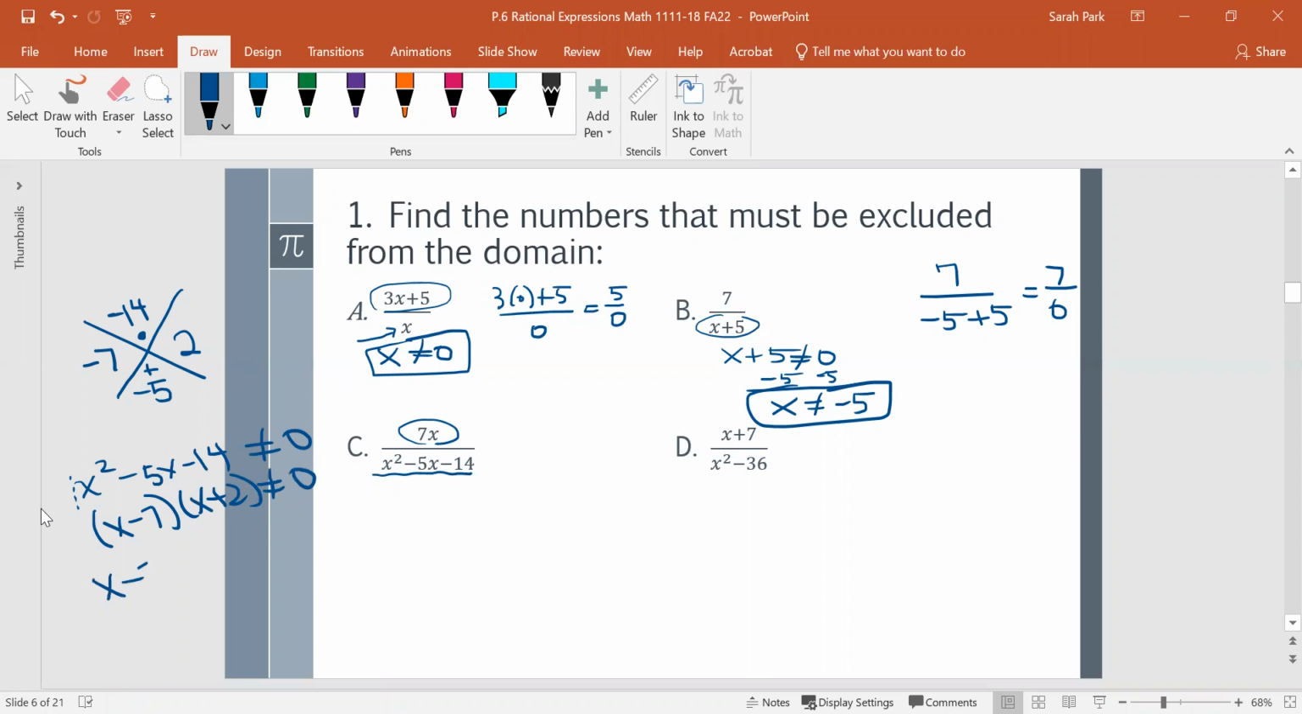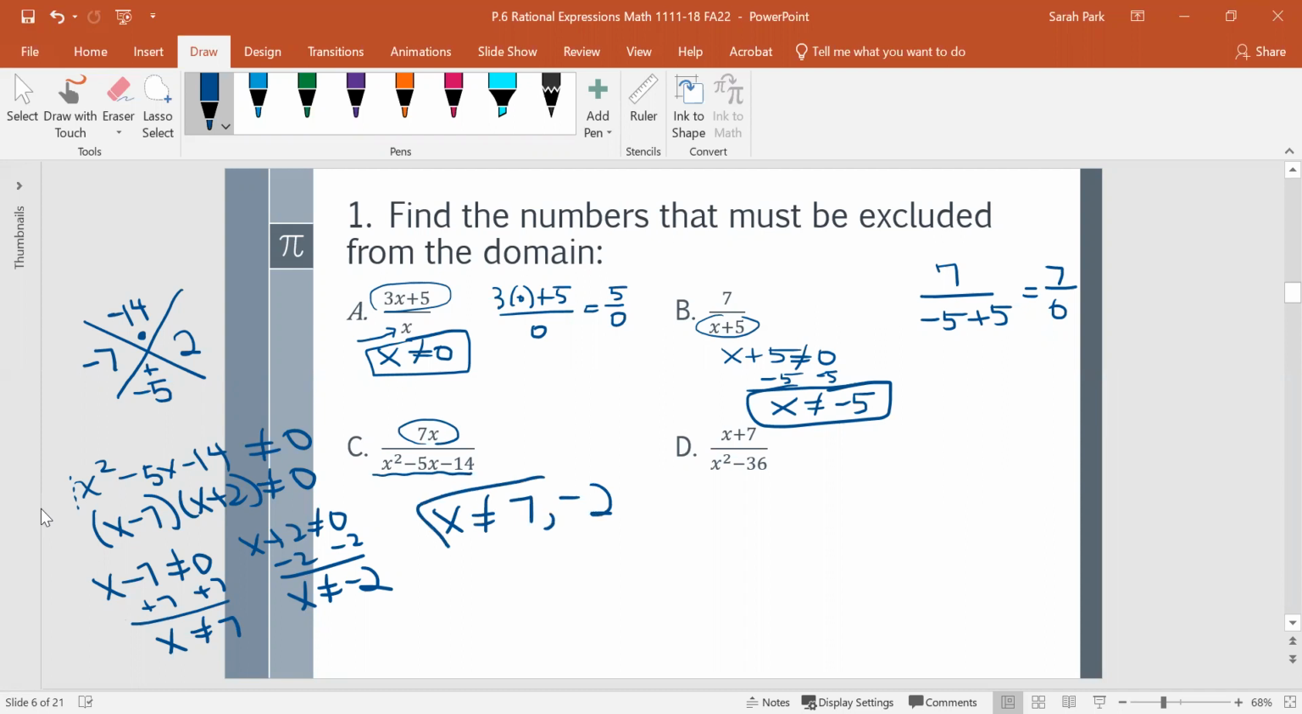So we set x minus 7 not equal to 0, and x plus 2 not equal to 0. We add 7 to both sides and get that x can't be 7. We subtract 2 from both sides and get that x can't be -2. You can try it out. Plug in 7: 7 squared minus 5 times 7 minus 14 gives you 0. Same thing for negative 2: negative 2 squared is 4, and negative 5 times negative 2 is positive 10. 4 plus 10 is 14, minus 14 gives you 0. So the numbers to exclude here are 7 and negative 2.